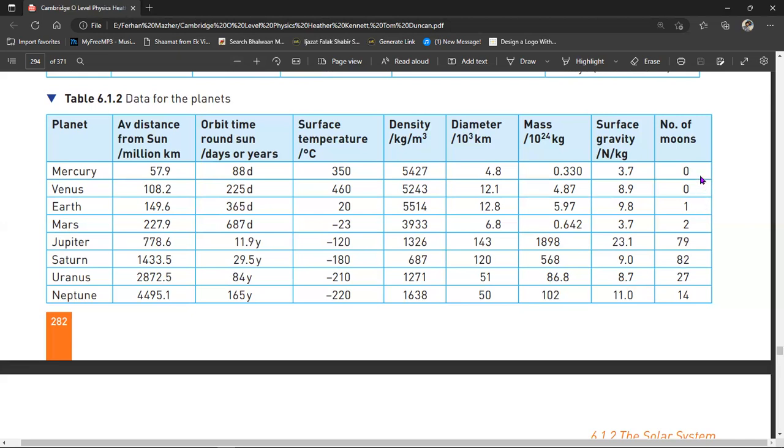The number of moons around Mercury: we have no moons. Around Venus, we have no moons. Around Earth, we have 1 moon. Mars has 2 moons. Jupiter has 79 moons. And Saturn has 82 moons. Uranus has 27 moons. And Neptune has 14 moons.